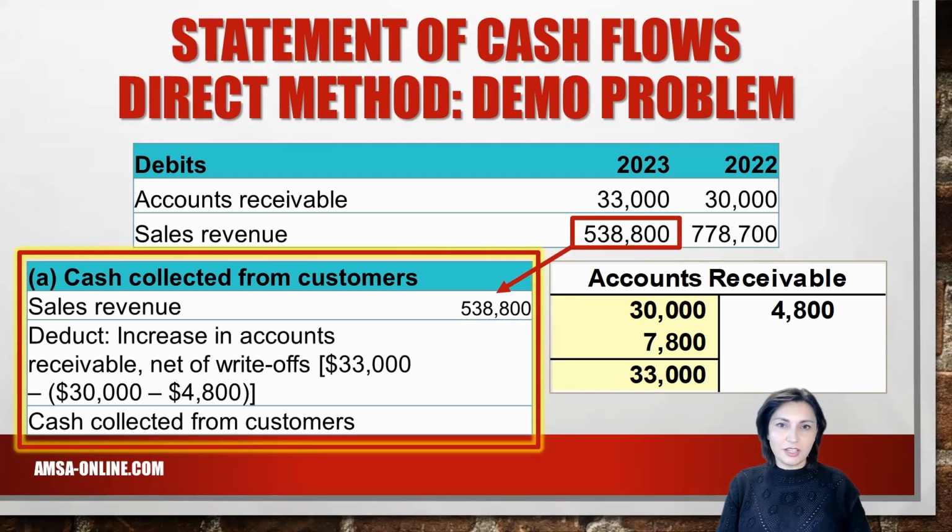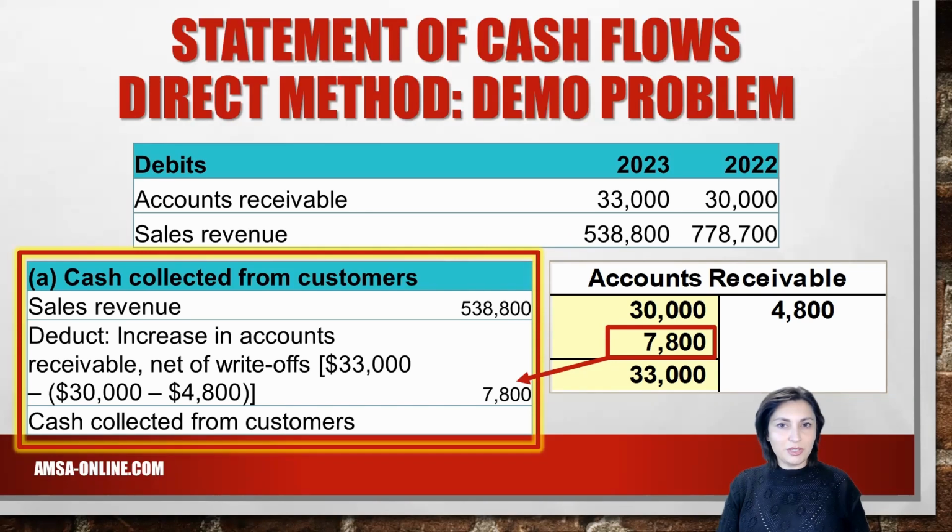We start with the sales revenue number, which is the total sales for 2023. We only need the 2023 number, as sales is an income statement account and includes all sales for the year, unlike accounts receivable, which is a balance sheet account and shows the balance as of the end of the year.